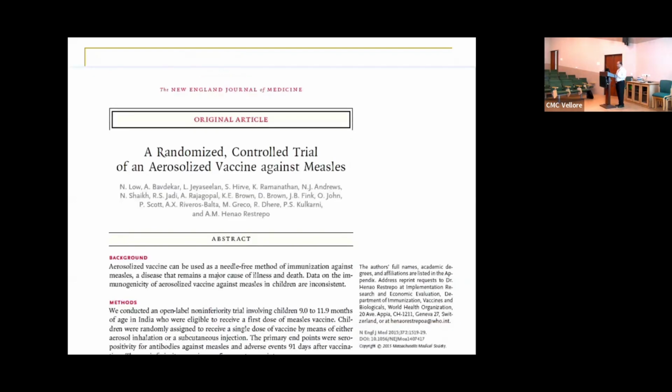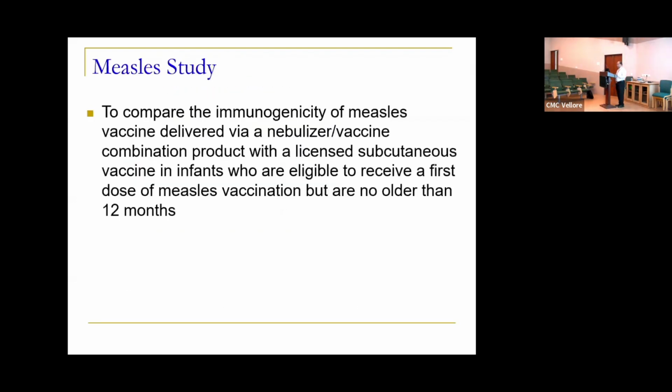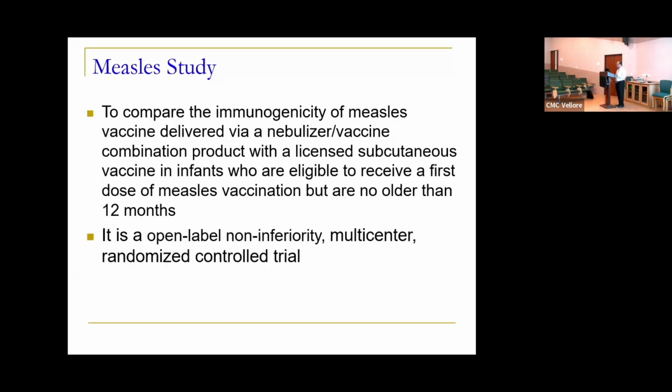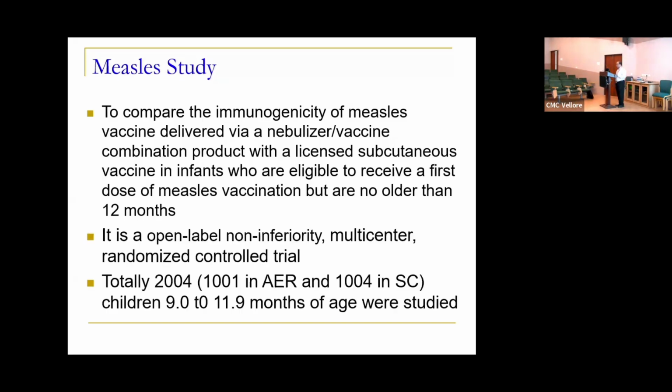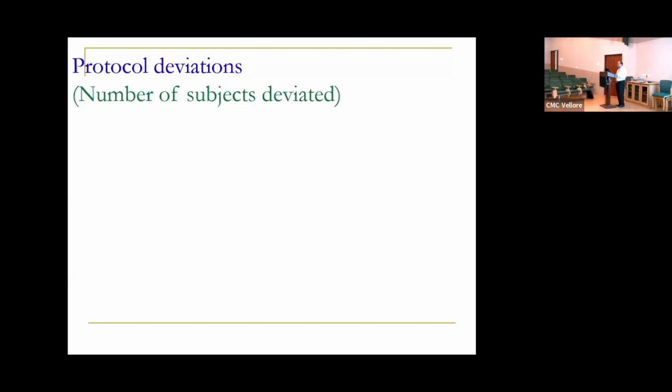This is a study which I spoke to you about. The measles study, this is the background and the number which we have studied, 1001, 1004 in each arm. Protocol deviations are, for example, receiving a different vaccine instead of the one allocated, there are 4 such subjects. This study was conducted in 6 sites close to Pune, on the outskirts of Pune.